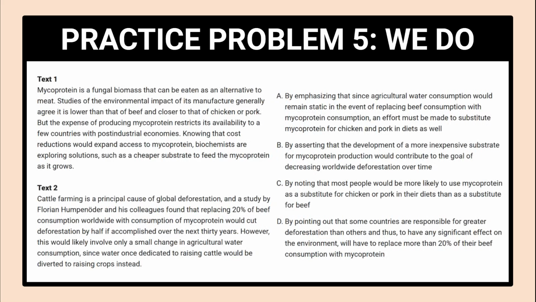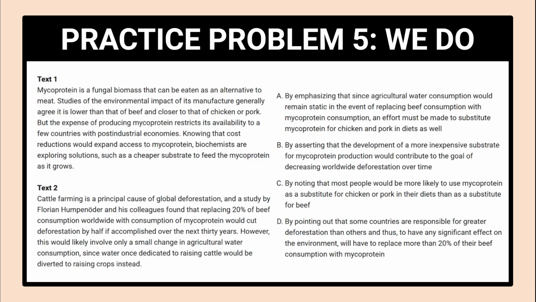Now, let's do practice problem number 5. This is going to be a challenging question, as well as number 6, the one after this. For this one, choice B is the correct answer. Now, this is because it clearly reflects how text 1 would respond to text 2's findings.